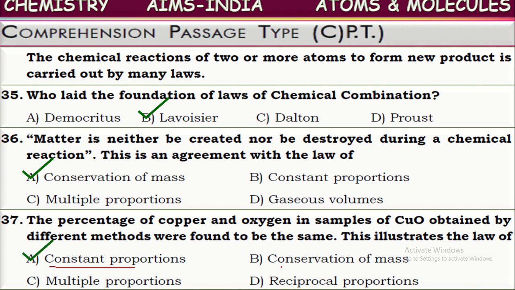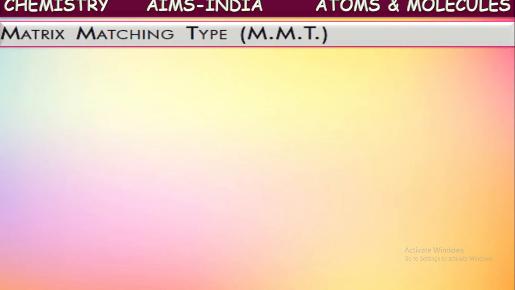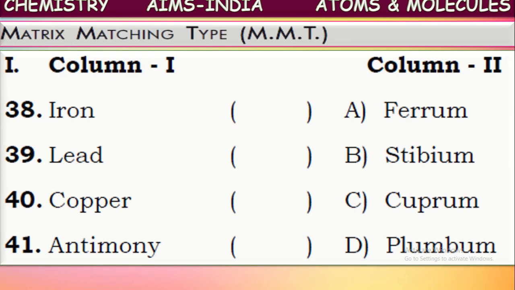Okay, it is correct. Next one, matrix matching type. See the matching given here. Some elements are given in column 1 and their Latin names are given in column 2. Try to match these elements. See the first one, iron. What is the Latin name for iron?